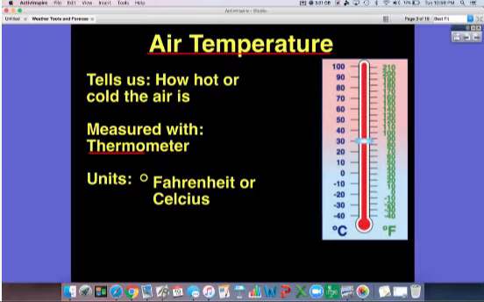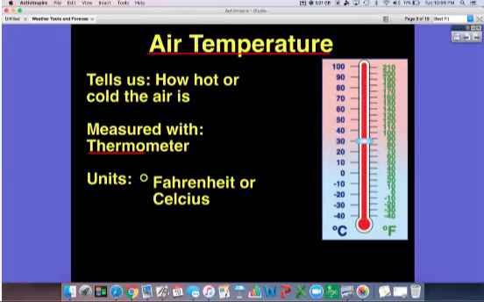So let's look at our first tool, and that's going to be a thermometer because we need to look at air temperature. Of course, the thermometer tells us how much heat is present. So how hot or cold is it outside? Our units that we're going to use for temperature are Fahrenheit or Celsius. Make sure that you know whether the question you're looking at asks you if it's Fahrenheit or Celsius.